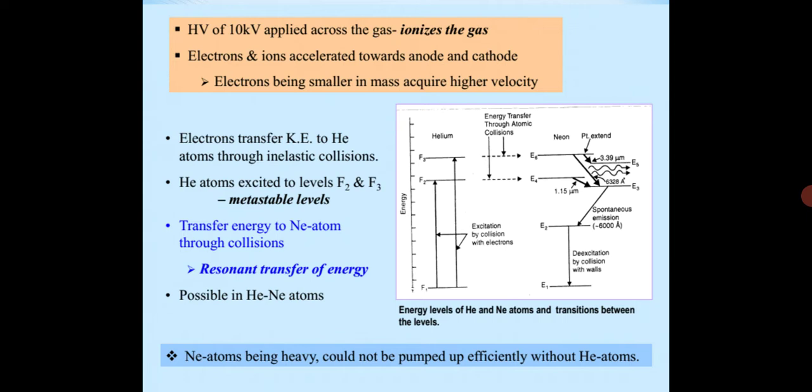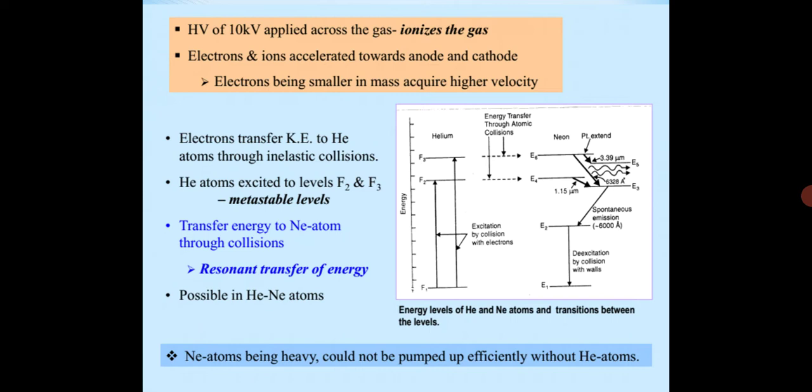In the collision, excitation by collision with the electrons takes the atoms of the helium from the ground level to the F2 level. And when that F2 level collides with the neon gas, they transfer their energy to the neon gas at the time of collision. Neon gas atoms get excited to the higher energy level.